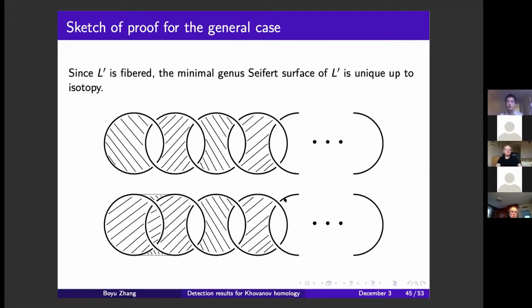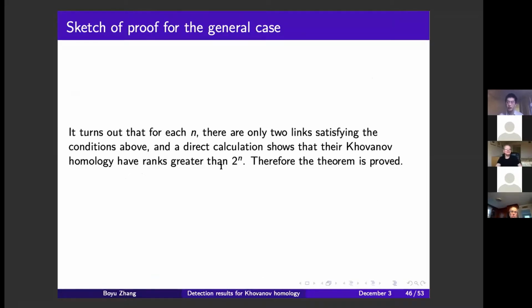But then we can compute. We actually didn't compute the Khovanov homology. We just computed the Jones polynomial, and proved that if we plug in some particular values of the Jones polynomial, we can obtain lower bounds of Khovanov homology. And when n is sufficiently large, this is already sufficient to show that the rank is greater than 2 to the n. When n is small, we just look at the Knot Atlas and check the rank of Khovanov homology directly. Okay, thanks.